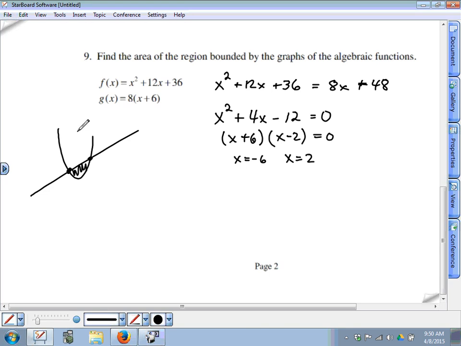Now, the way that you find the integral between two curves, or the area between two curves, is the integral from a to b of the difference of the two functions. Now, it's not always f of x minus g of x. It depends on which function is the upper function, like this straight line right here would form the upper region.